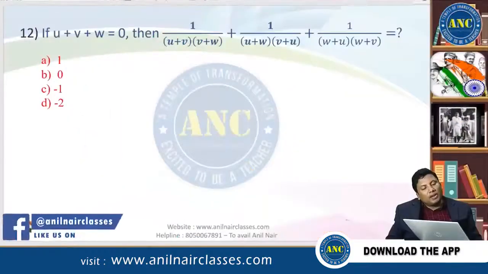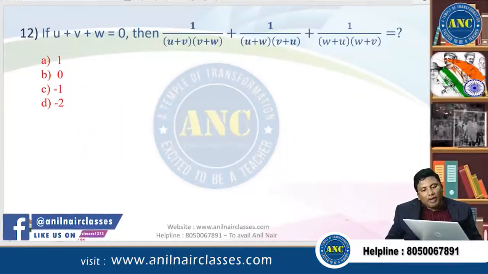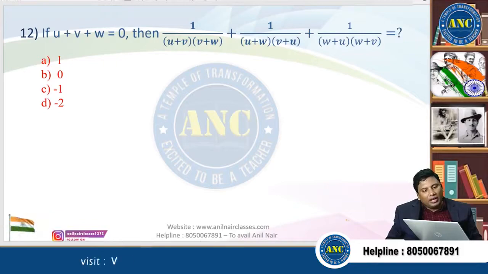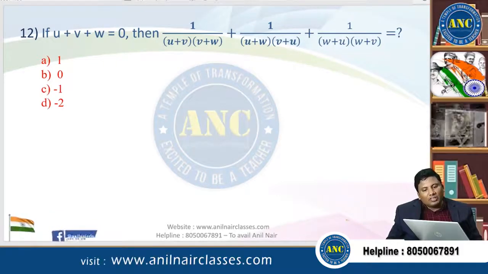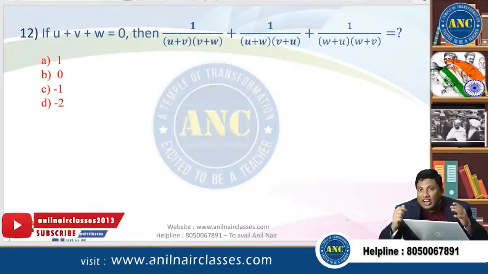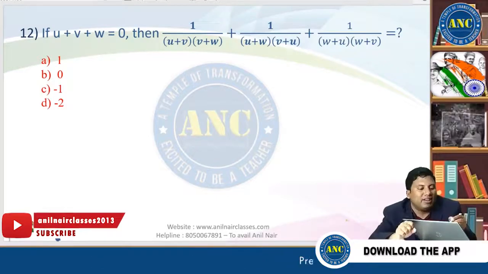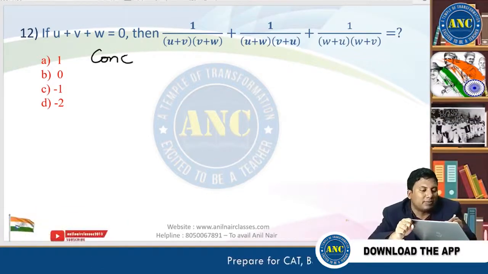u plus v plus w is 0. 1 by u plus v, 1 by v plus w, 1 by u plus w. These are another variety of questions. These varieties of questions use a concept.